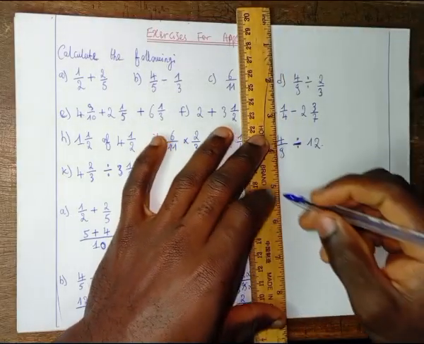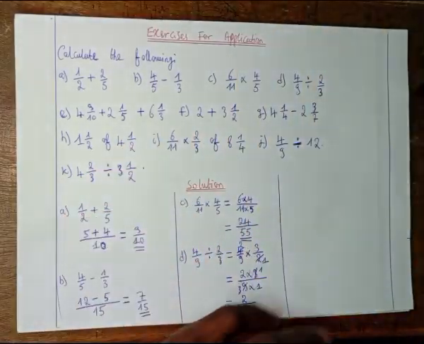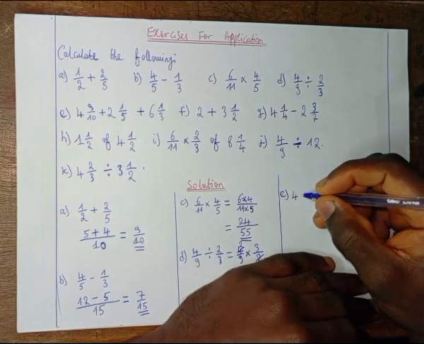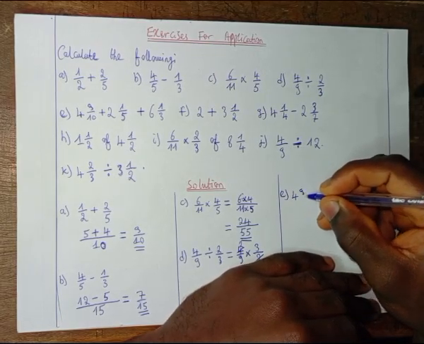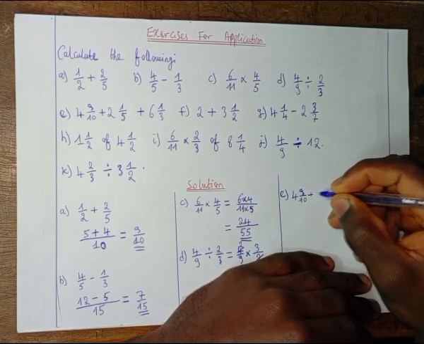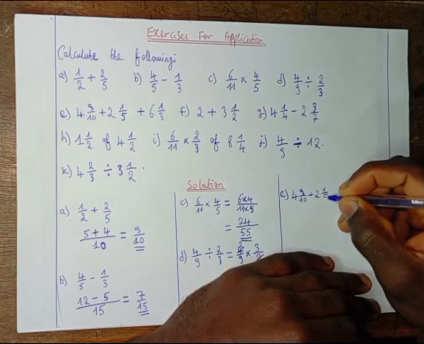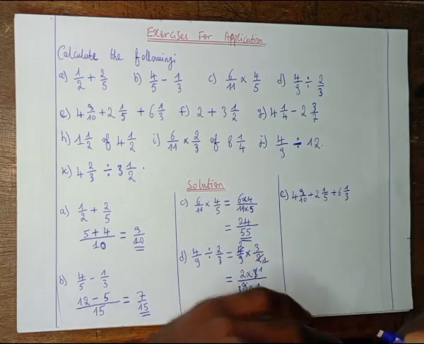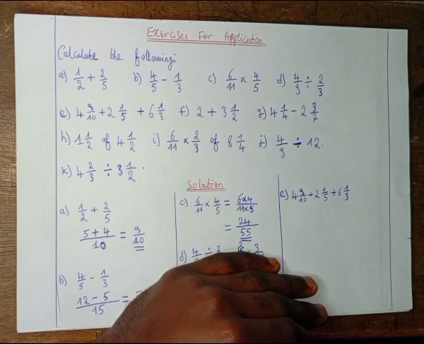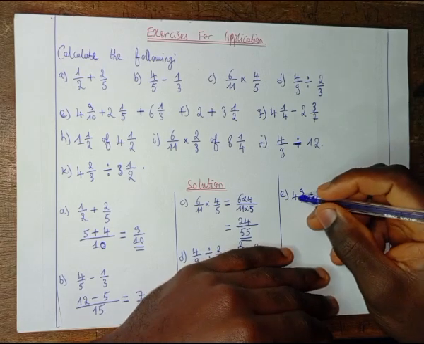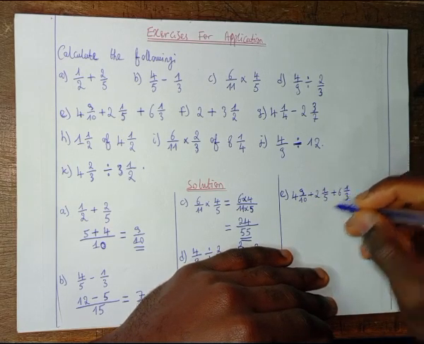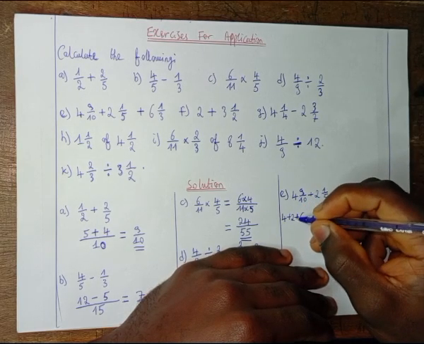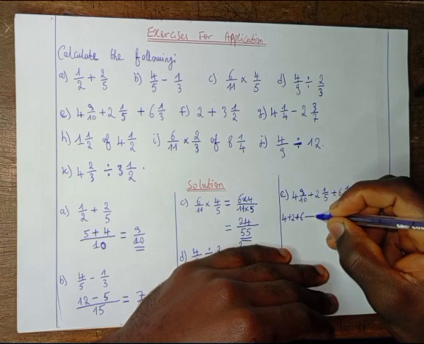We go now to question E. For question E, we have the mixed fraction 4 and 9 over 10 plus 2 and 1/5 plus 6 and 1/3. We have to add these three mixed fractions. For us to add them, first we are going to start by adding the whole number parts. 4 plus 2 plus 6. So this will be the whole number part.